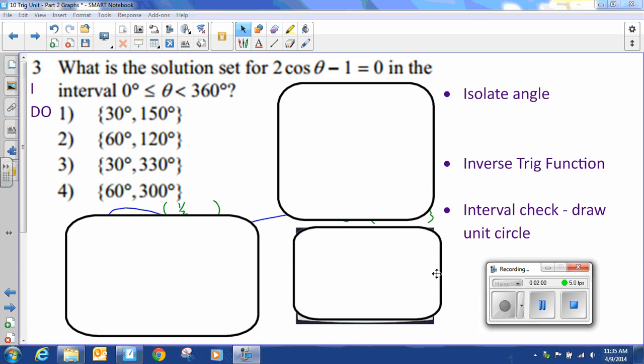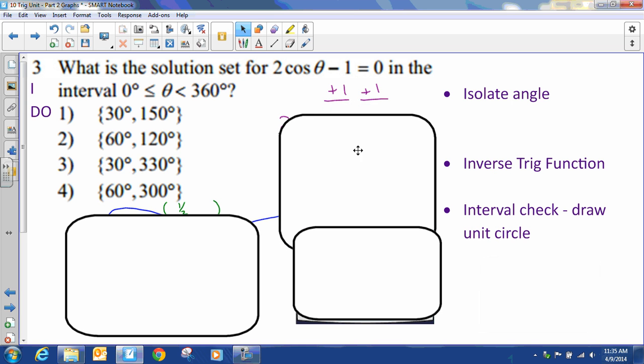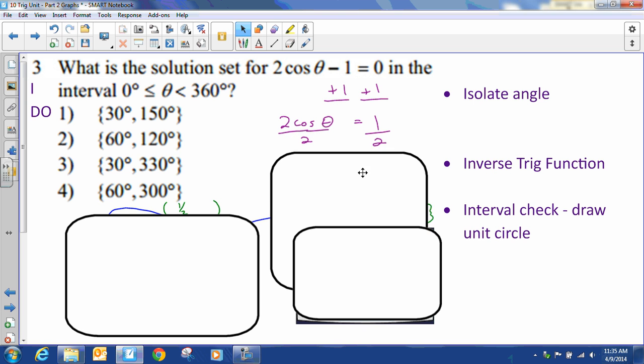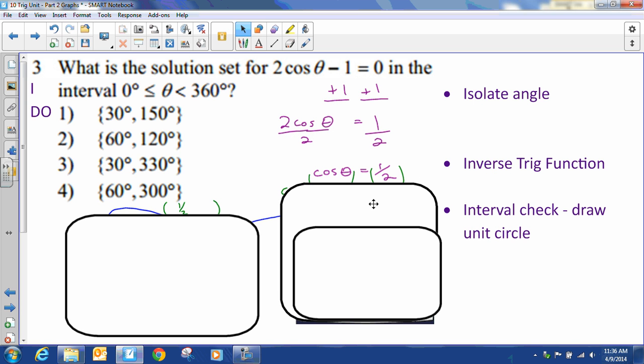Number 3, what is the solution set for 2 cosine theta minus 1 equals 0 in the interval 0 degrees to 360 degrees? Notice the detail here. 0 degrees is in the interval, but we are not counting 360 degrees. So there's no coterminal here. It's just basically everything within 0 to 360, not including 360. So let's isolate the angle. Step 1. Add 1 to both sides. Divide both sides by 2. And now we have cosine of theta equals 1/2.